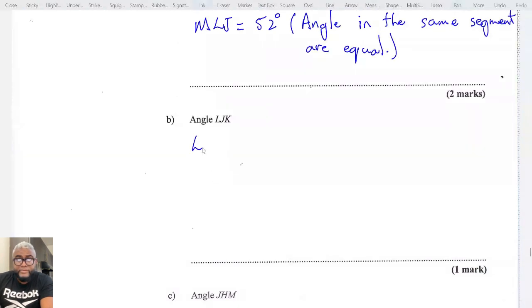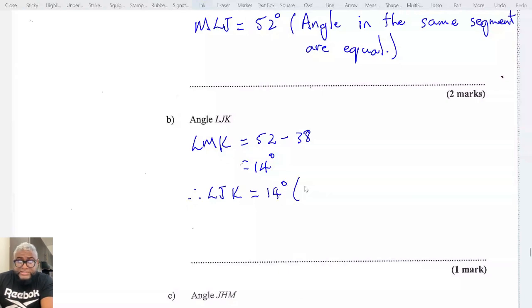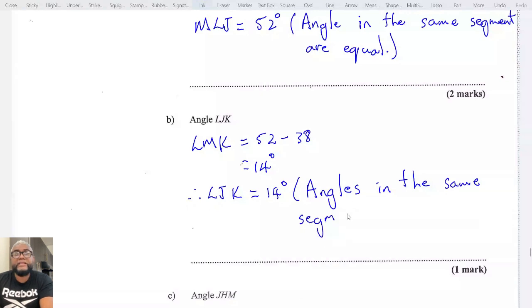So LMK is what we're going to find first, right? LMK is equal to 52 minus 38, I think. Right. Well, 14 degrees, right? And then, therefore, LJK would be equal to the same 14. Now, what's the reason? Angles in the same segment are equal, right? So that question is done.